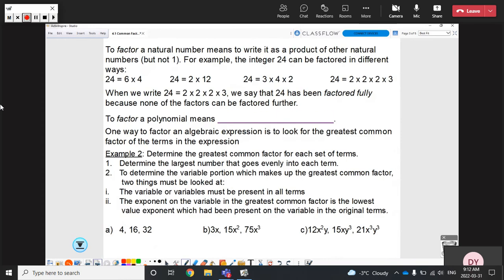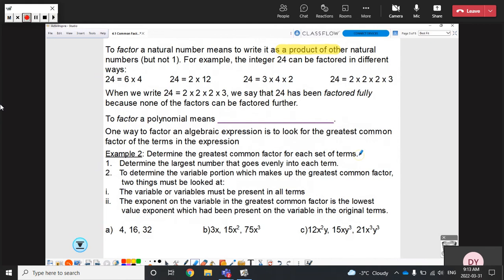Now, there is an absolute ton of information on this slide, and I feel like the reason is that you can always go back and read it if you want to. It says here, to factor a natural number means to write it as a product of other natural numbers, but not one, right? Because one would be a factor of everything.